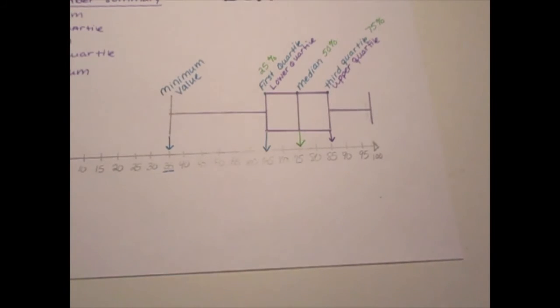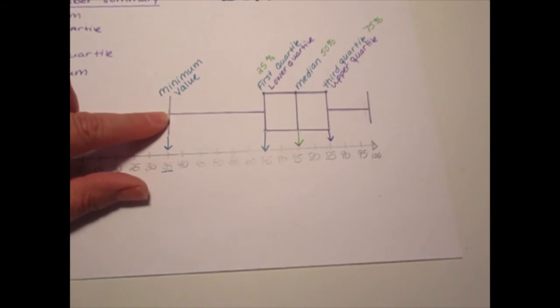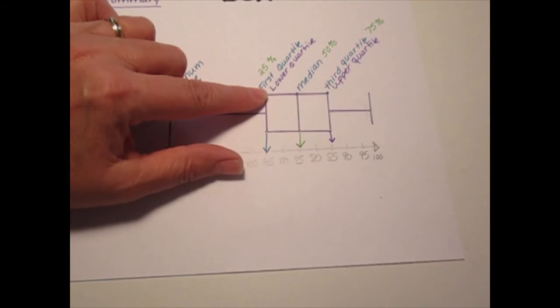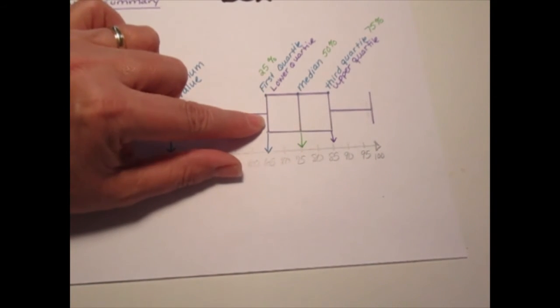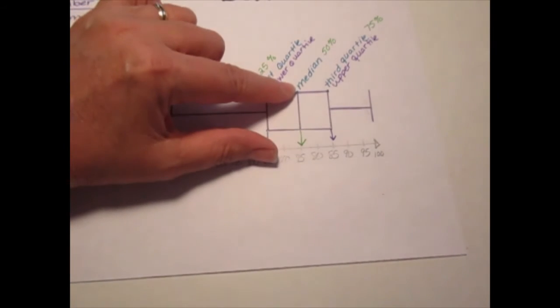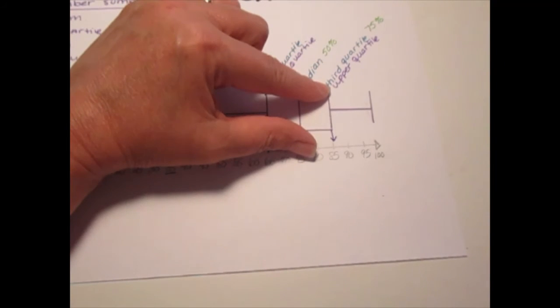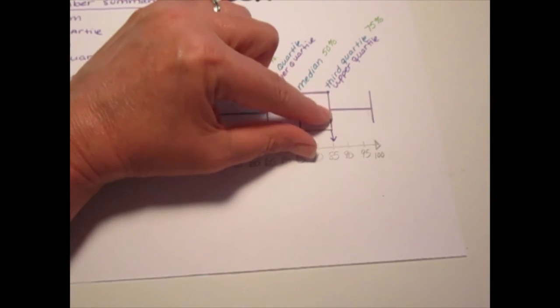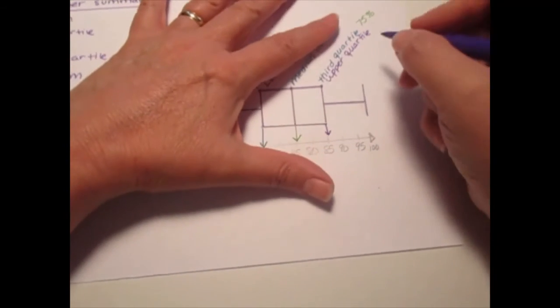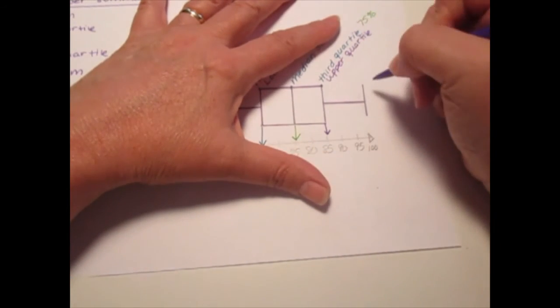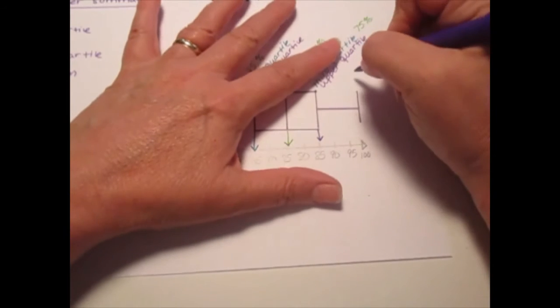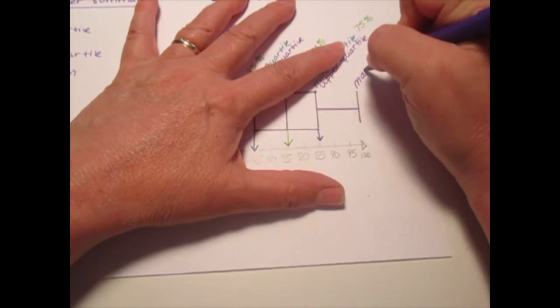Okay, so what do we have so far? Our minimum is over here on the left. Our first quartile, lower quartile, 25% of my data mark is right here at the left of my box. The middle of my box represents my median, or 50%. And my third quartile, upper quartile, or 75% mark is right here at 85. Okay, now this last line represents my maximum.